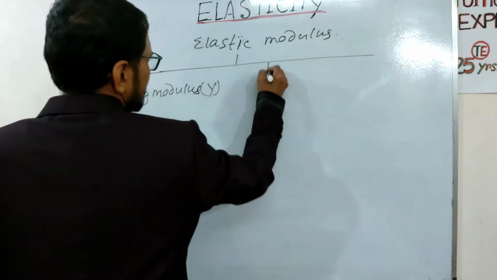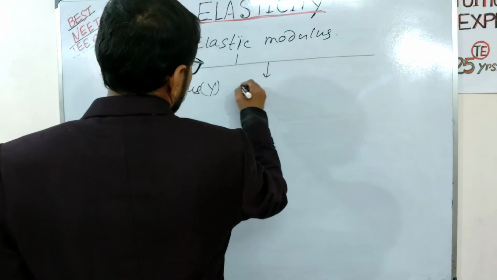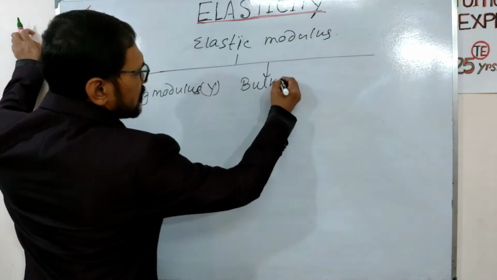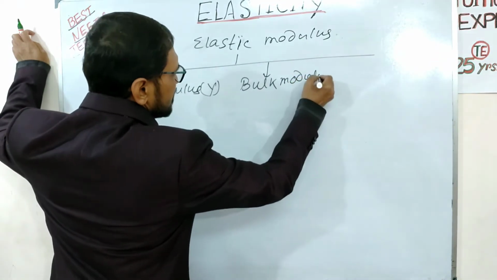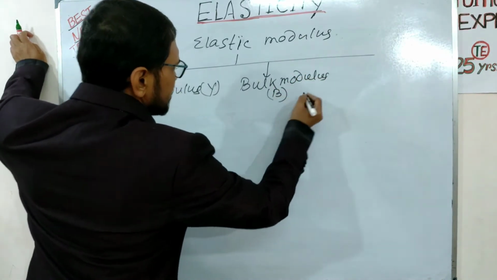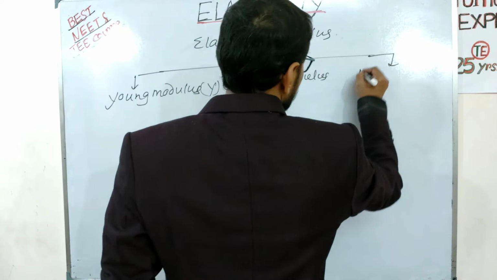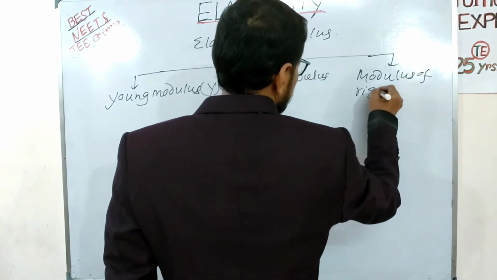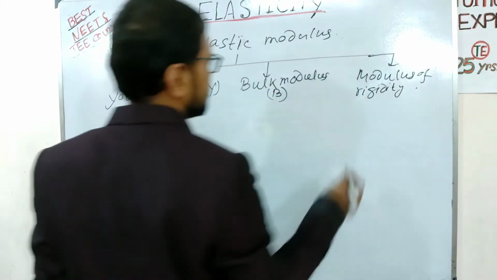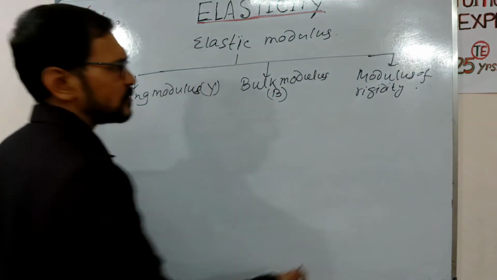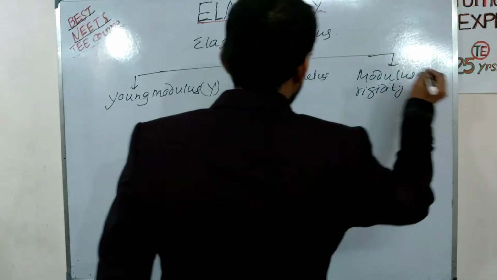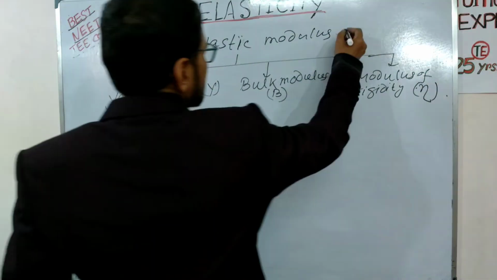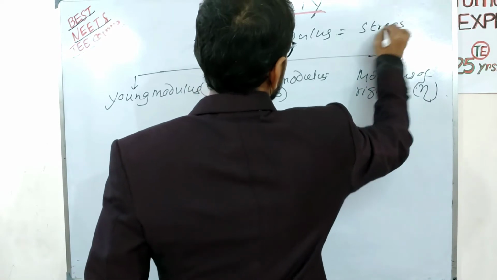Young modulus is denoted by Y, and second is bulk modulus, B-U-L-K, denoted by B. Modulus of rigidity is denoted by eta. So three types of elastic modulus. Elastic modulus means stress by strain.